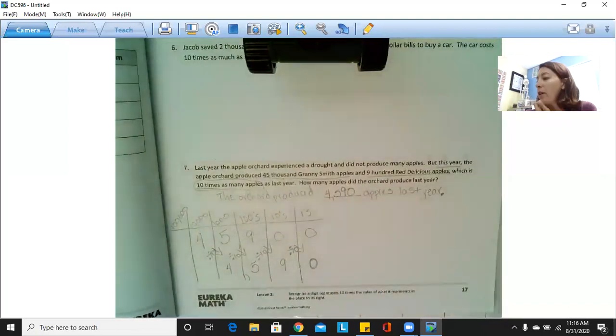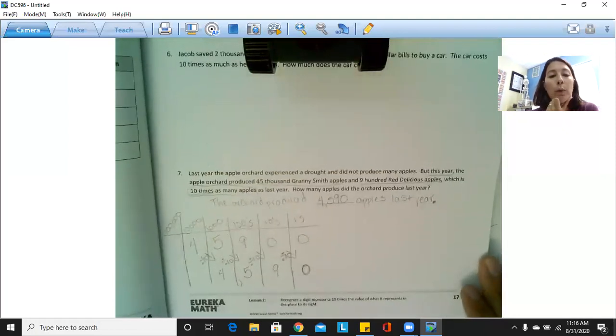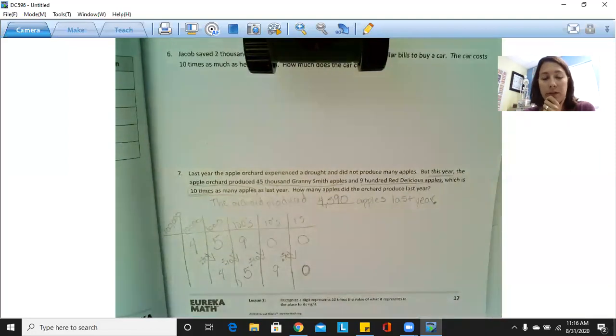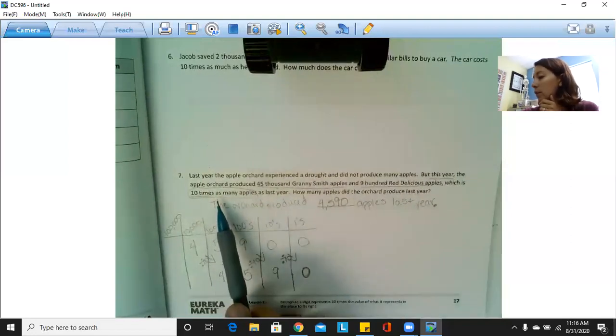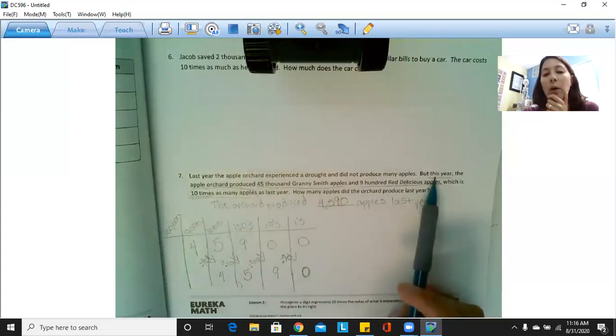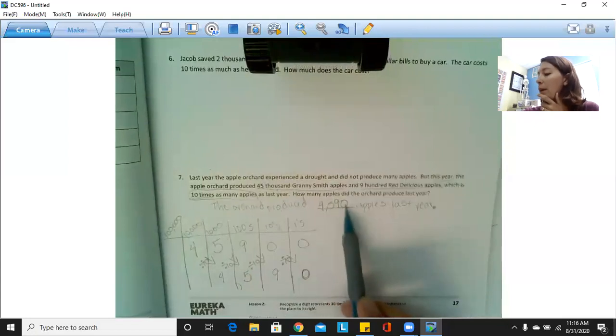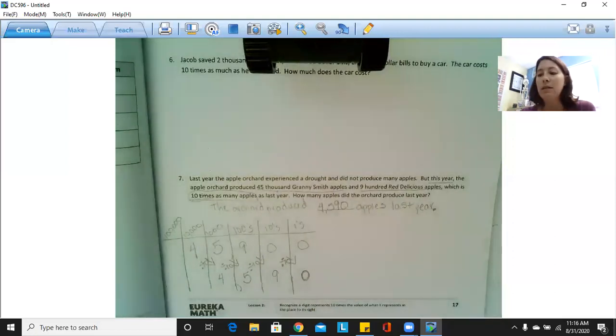The last step of our problem solving steps always states to make sure that you go back and check for reasonableness. Does my answer make sense? So I'm going to do that. 4,590 apples were produced last year, which is 10 times less than what was produced this year. So if I worked backwards and I multiplied 4,590 by 10, I would get 45,900. I would say that this answer makes sense.